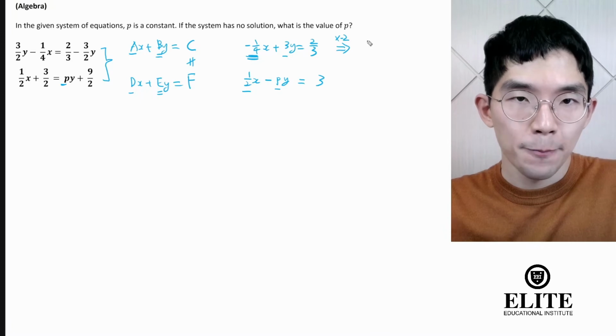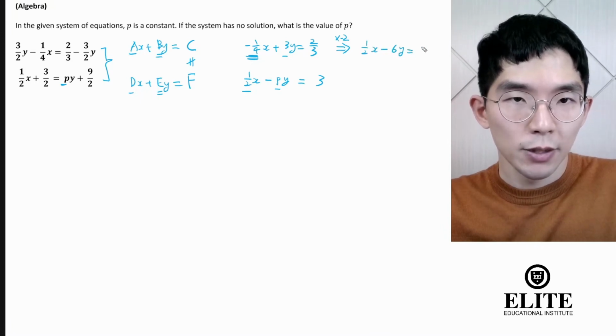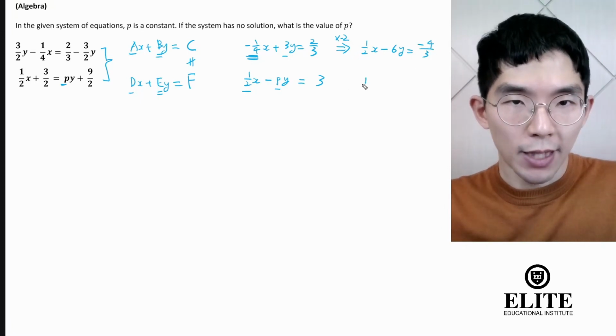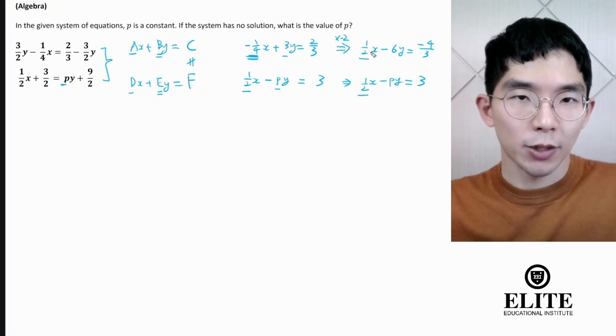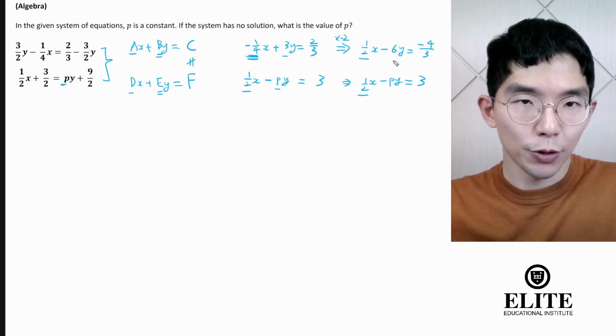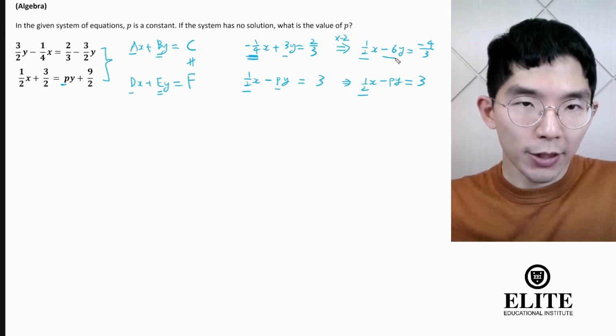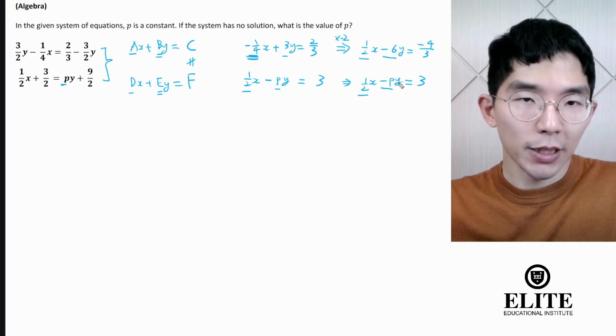That gives us 1 over 2x minus 6y is equal to negative 4 over 3. And now we can compare that and match that to the second equation. Now, coefficients for x match: 1 over 2, 1 over 2. And if we can match negative 6 with negative p, then the constant coefficient negative 4 over 3 is not equal to 3. Henceforth, that means what?